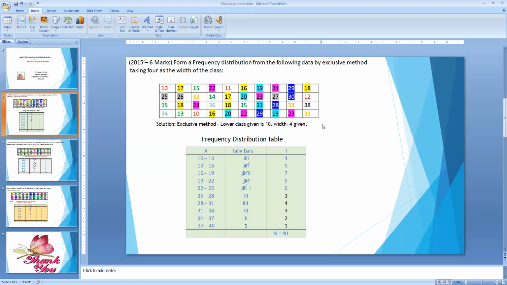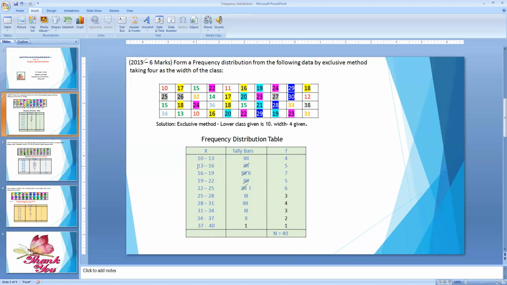Among these numbers we have to see what is the lowest number and what is the highest number. We can make out very easily that the lowest number is 10, and the highest number is 38. When we frame the class intervals, it should start from 10, having the difference of 4. 10 means 10, 11, 12 and 13. So up to 13 we stop the first class interval, that is 10 to 13, because they have given the exclusive method, which means the upper limit of one class will become the lower limit of the next class.